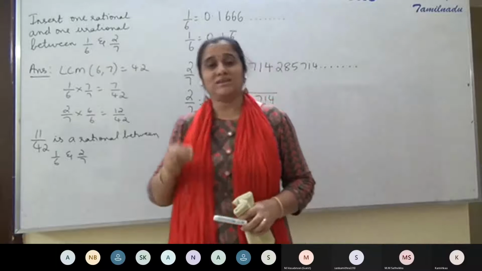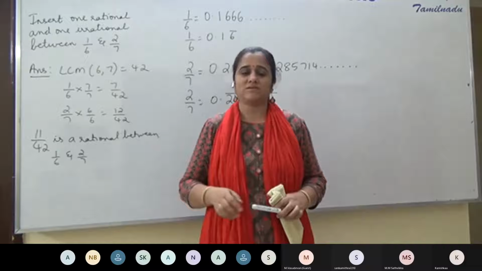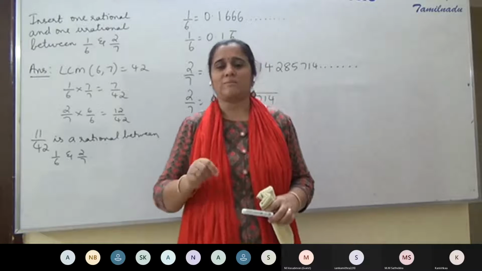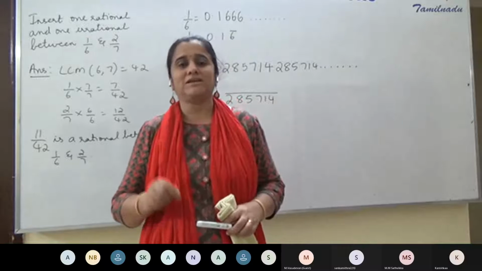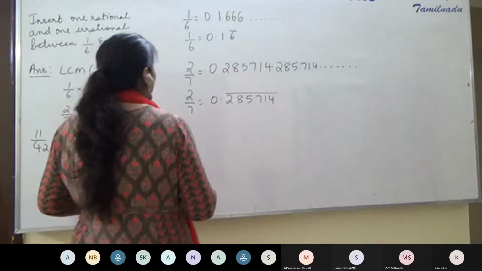And how do you make sure it's an irrational number? It should be a non-terminating, non-repeating decimal. That's it. The number which you're inserting should be a non-terminating, non-repeating decimal. It's irrational. So let's do that now.